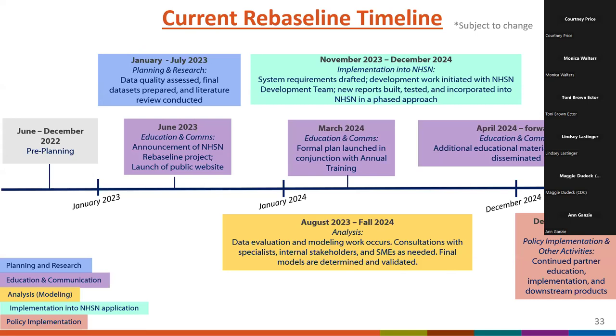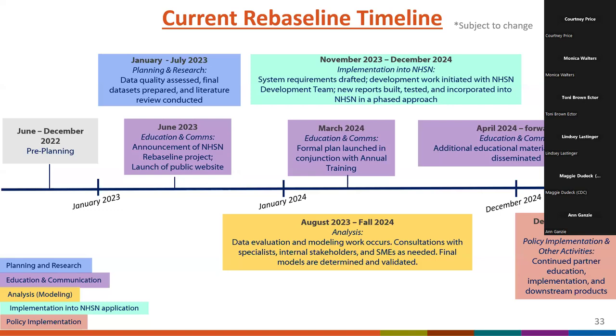All right, so this is our current rebaseline timeline. This is subject to change, and you all have a copy of this in the slides, so feel free to look through it on your own if you're interested. But I will just point out where we currently are at, which is March 2024. The different colored boxes on this timeline do correspond to different stages of the rebaseline. And right now we have 3 different stages where work is occurring simultaneously.